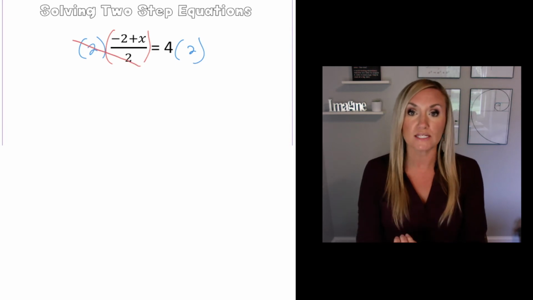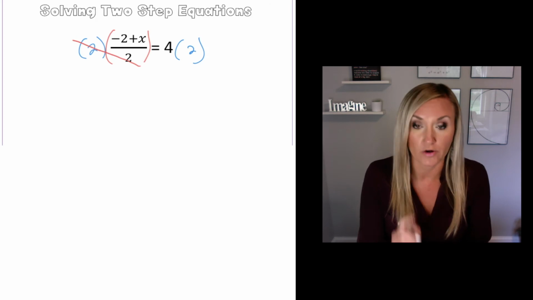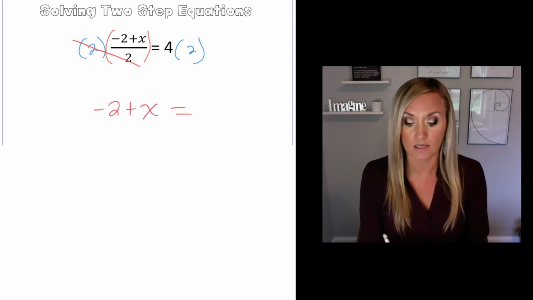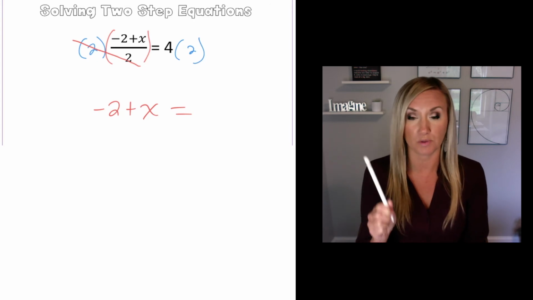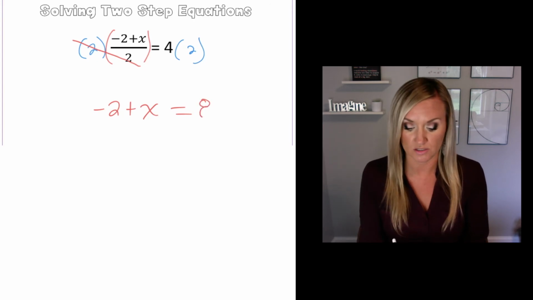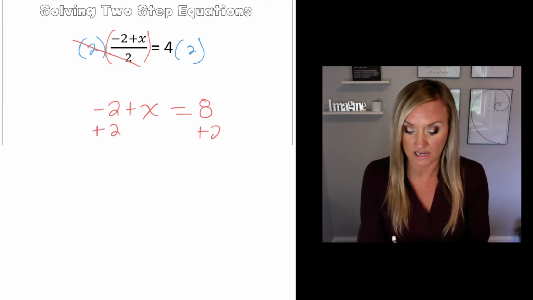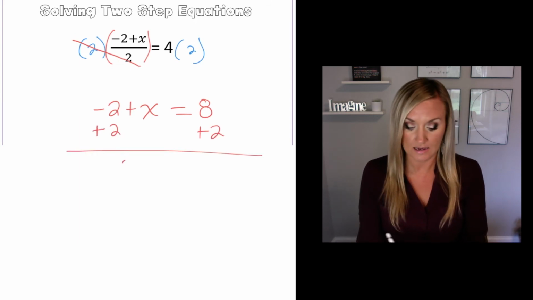And then we're going to write down what we had in that numerator, or what's left, which is negative 2 plus x equals, and then now we can multiply 4 times 2, which is 8. Now let's add the 2 to each side, and x equals 10.